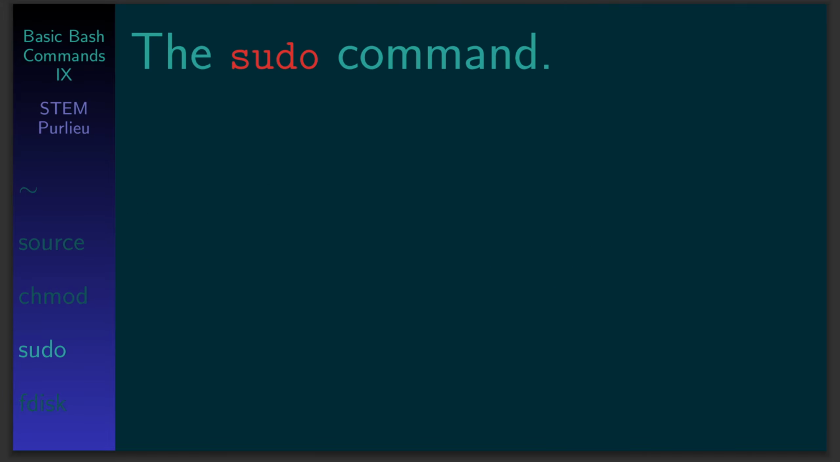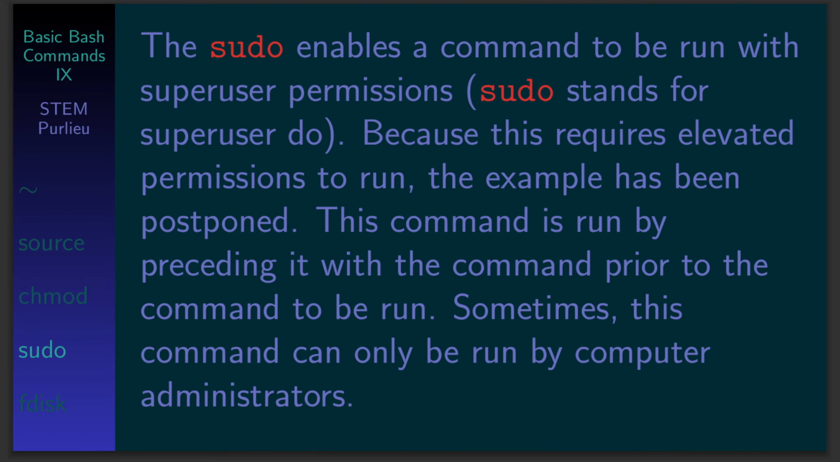Now let's look at the super user do command. The super user do command enables the command to be run with super user permissions. So super user do, SUDO, stands for super user do. This example we're going to postpone until the next command. This command is run by using sudo followed by the command we want to run as a super user.